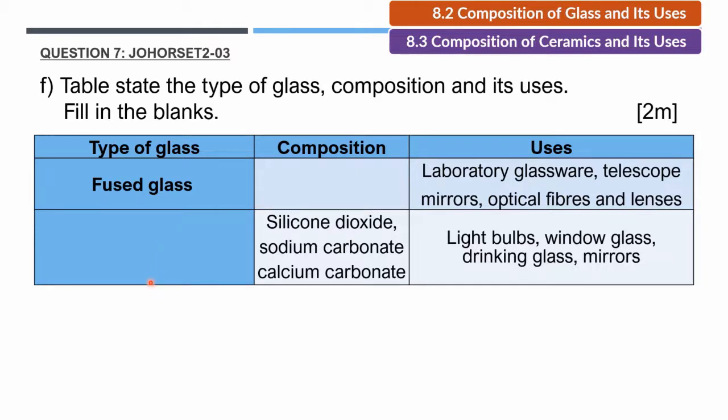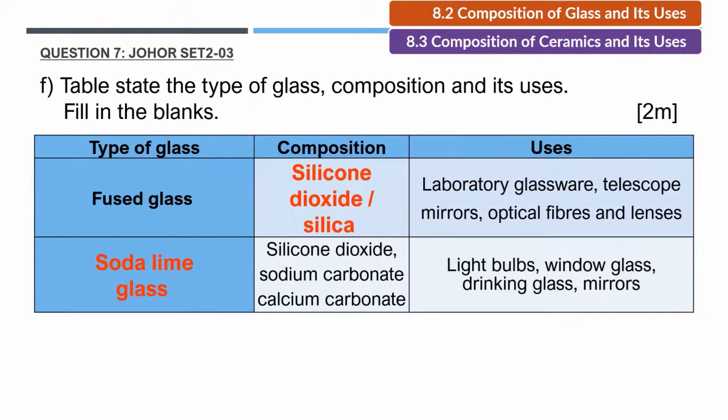Second one, unknown type of glass. Composition is given: silicon dioxide, sodium carbonate, calcium carbonate. Uses are light bulbs, window glass, drinking glass, mirrors. We can focus here on sodium. If the glass is added by sodium, then what is the name of the glass? Answer: for fused glass, the composition is silicon dioxide or silica. For second one, with the sodium carbonate, we know that the type of glass is soda lime glass. Okay.